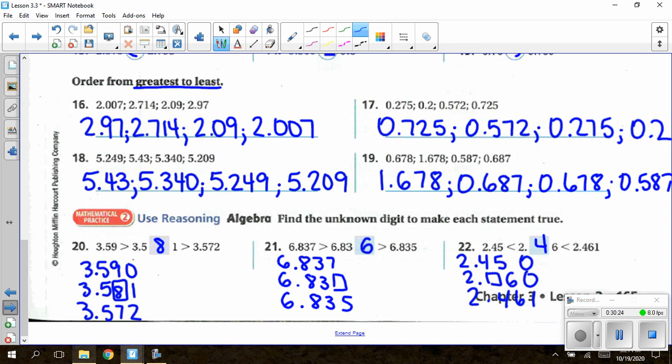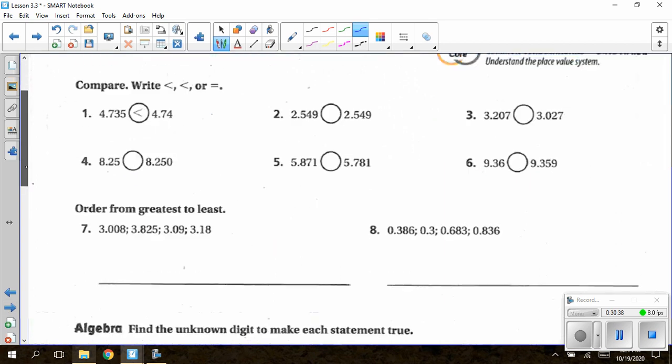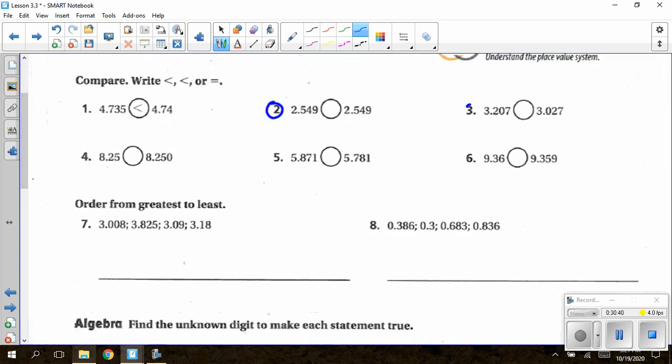Moving on to the homework. On your homework, on Schoology, you are going to be doing questions 2 through 8. So that means you are going to circle 2, 3, 4, 5, 6, 7, and 8. Now for 2 through 6, where you are writing your comparison symbols, less than, greater than, or equal to, it'll be a drop-down box on Schoology, so you don't have to worry about typing it in. You just have to select the correct symbol.